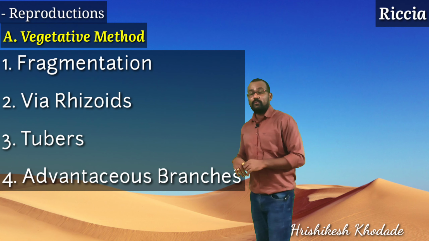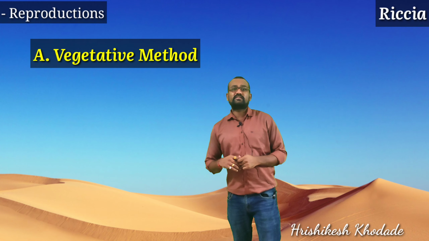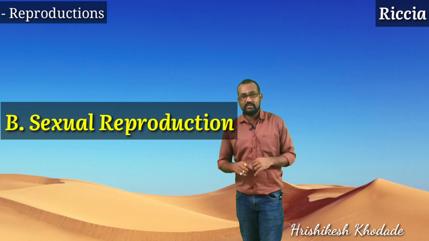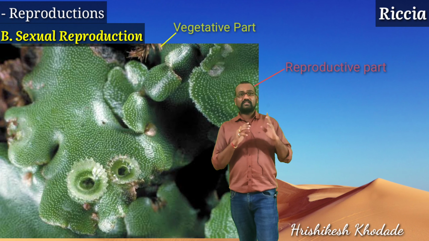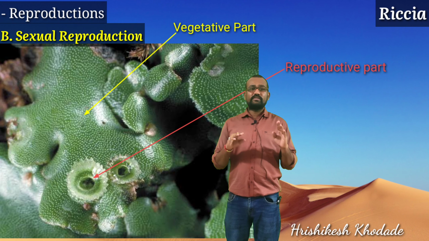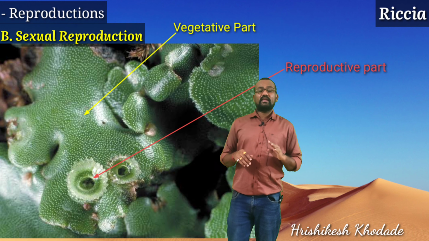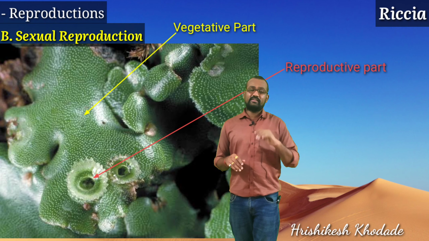So after looking at vegetative reproduction in Riccia, it's our duty to move on to sexual reproduction in Riccia. For that, in the last lecture we discussed the differences between the vegetative and reproductive formats. In the reproductive scenario, we have seen there are reproductive organs in Riccia. So which are these reproductive organs?